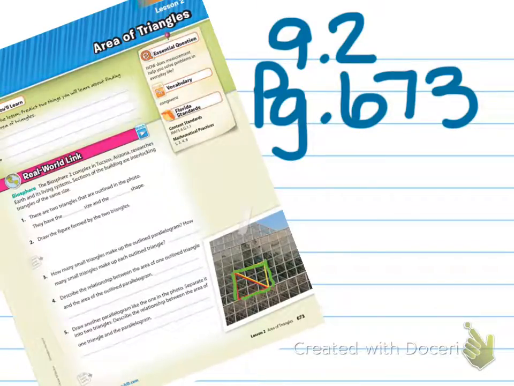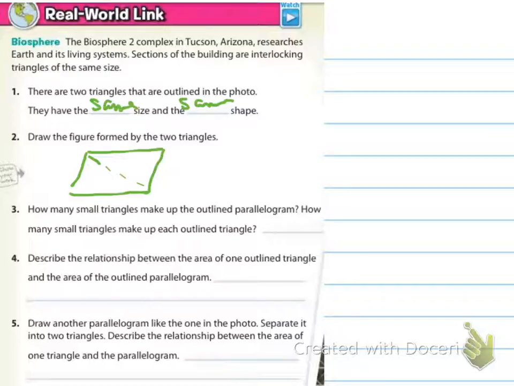So when we look at this, if you notice, there's a lot of small triangles here. Do you see all those little small triangles? And it's asking how many of the small triangles make up the triangle. Alright, so we've got 1, 2, 3, 4, 5, 6, 7, 8, 9. So 9 triangles make up the outlined triangle. Okay? Describe the relationship between the area of one outlined triangle and the area of the other one. So we're going to be looking at both of them.